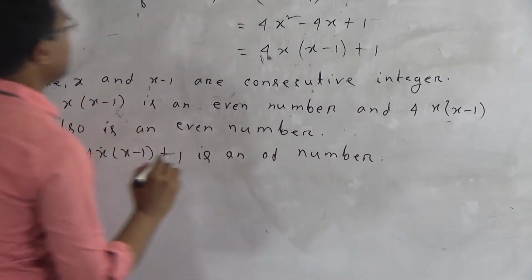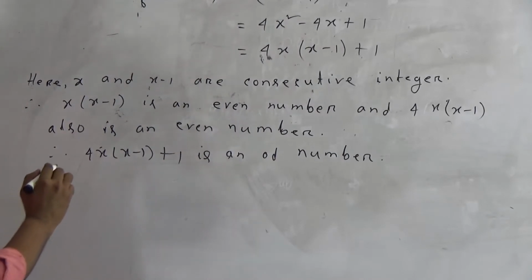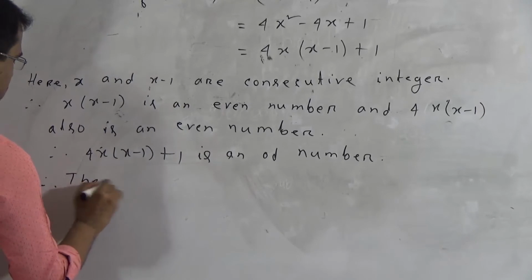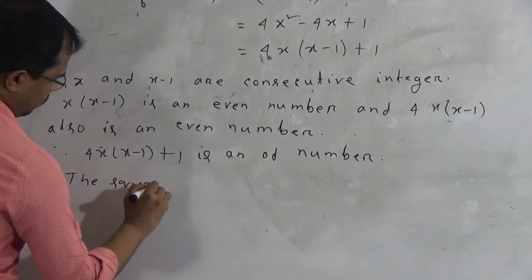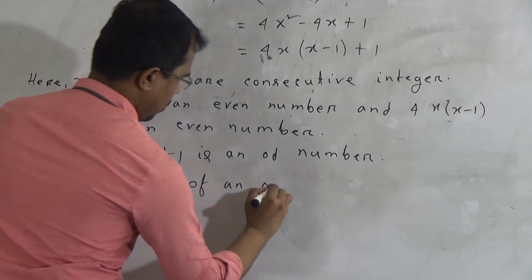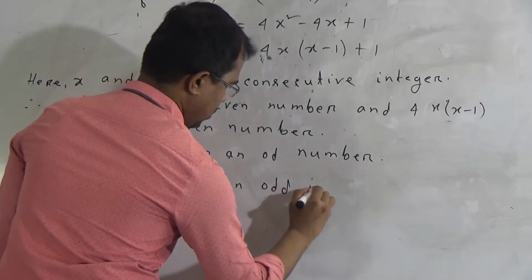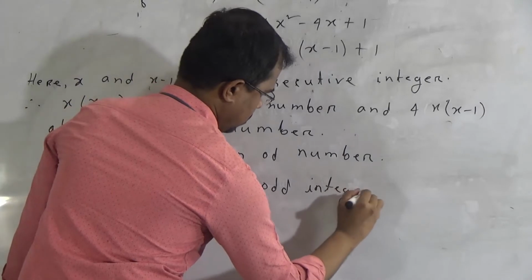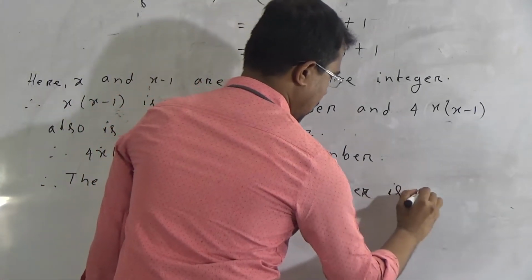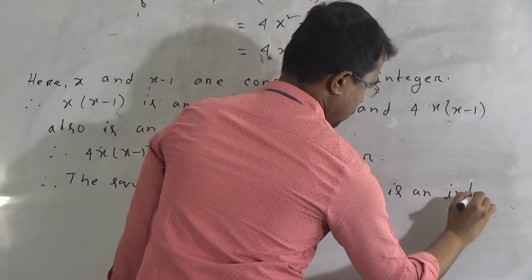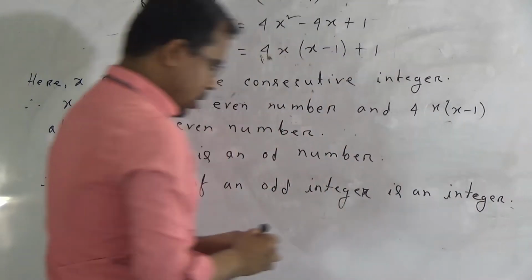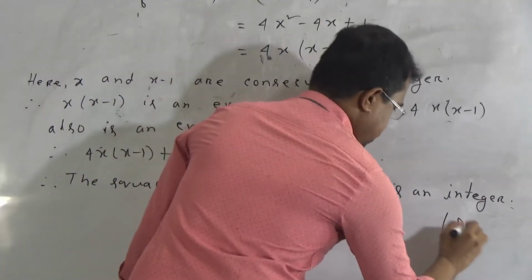Now we can say that the square of an odd integer is an odd integer. Therefore the square of an odd integer is an odd integer. Proved.